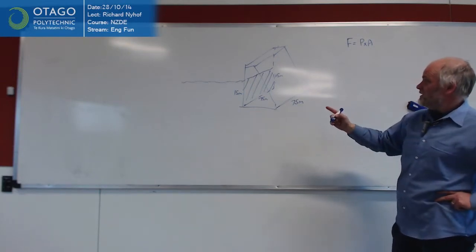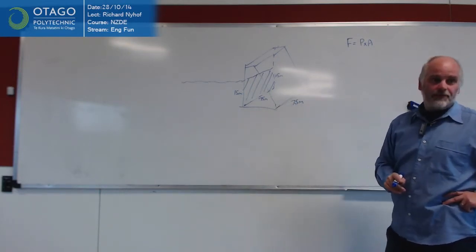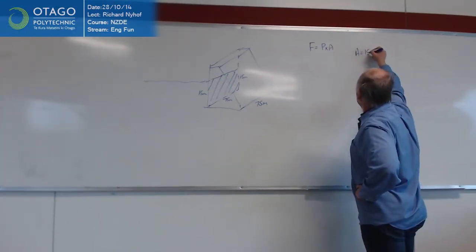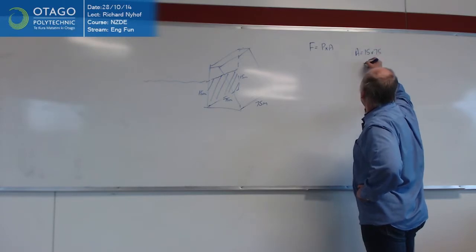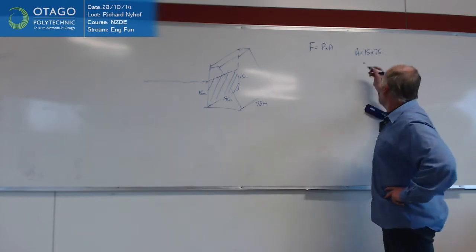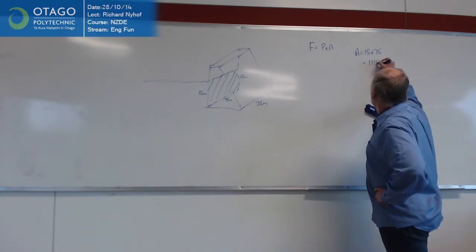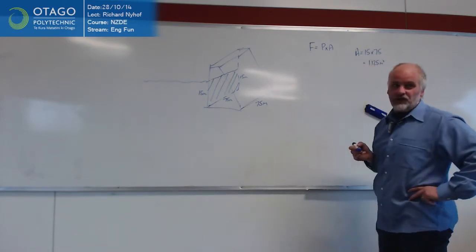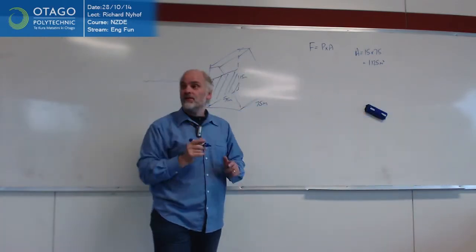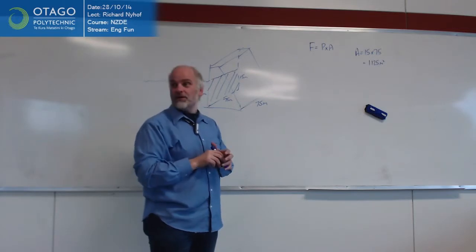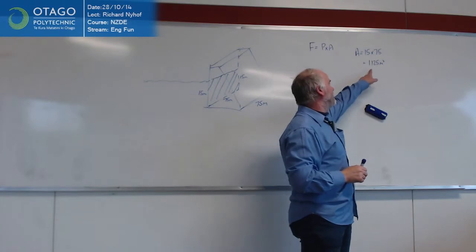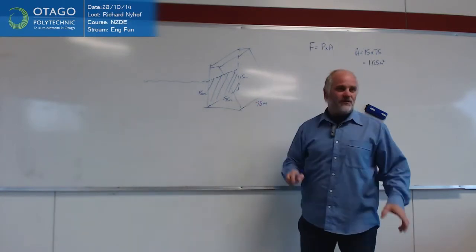The area is easy. The area is 15 by 75. So the area I'm comfortable with. 15 by 75. Why do I choose such stupid numbers to work with? 112 and a half. Someone better check that for me. I'm just making numbers up as I go along. Is that right? Yes, I've got 1125. So square metres. So that's the area that the water's pushing against.